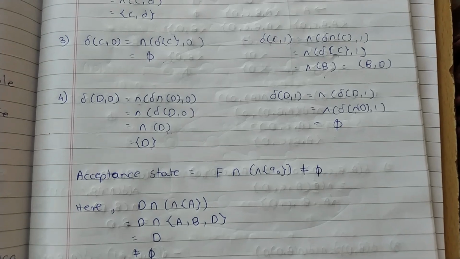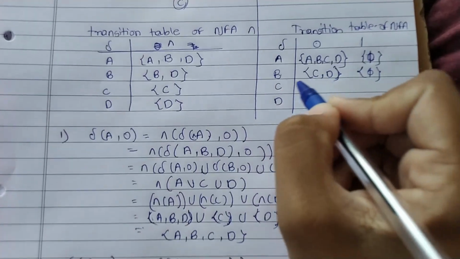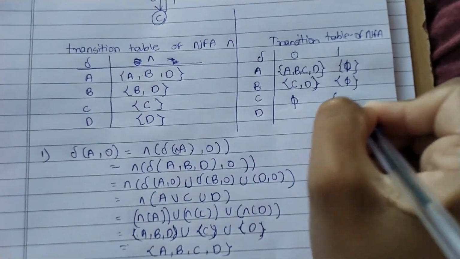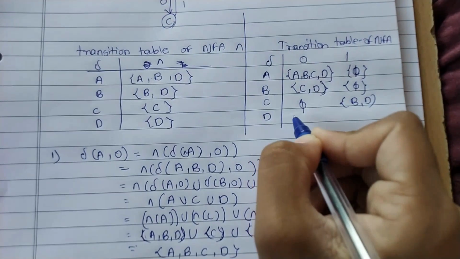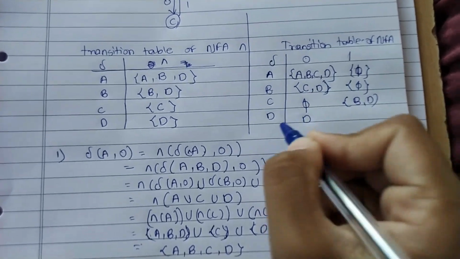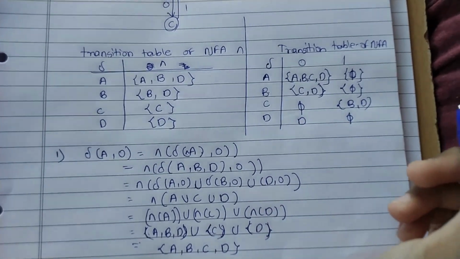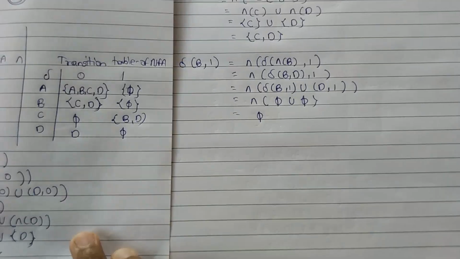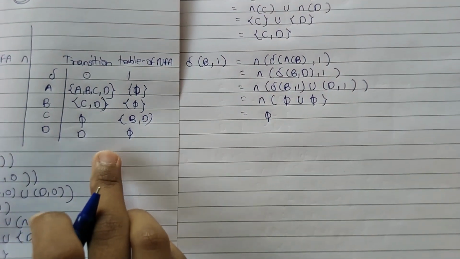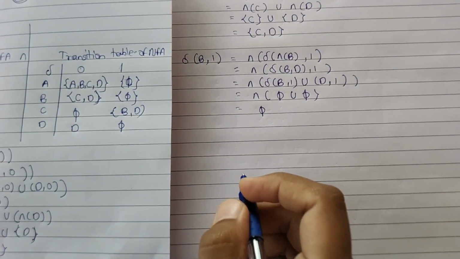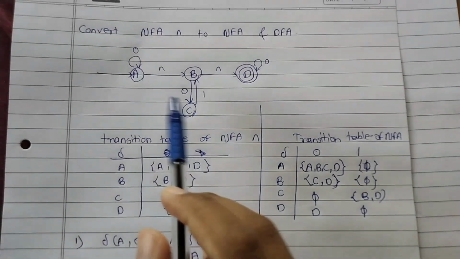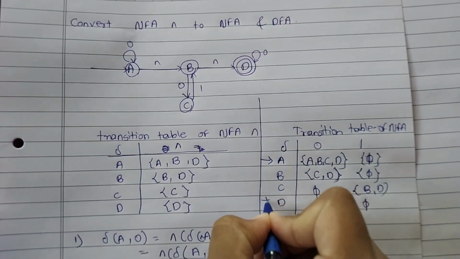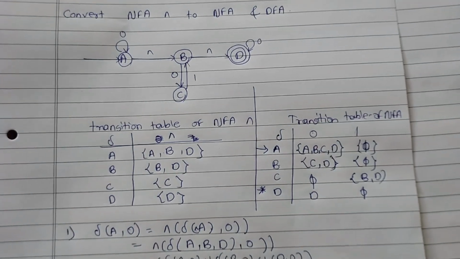Now we write all these values in our table. So C comma 0 is phi and C comma 1 is BD. Then D comma 0 is D, and D comma 1 is phi, null. In this way we draw the transition table of the NFA. Now by using this table we draw the NFA. As we see here in our NFA, A is the initial state and D is the final state. So it is the same for this NFA also.